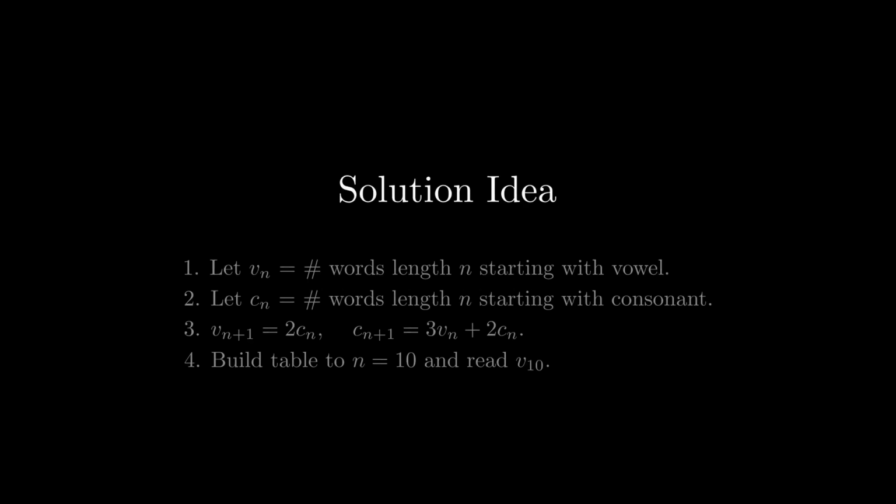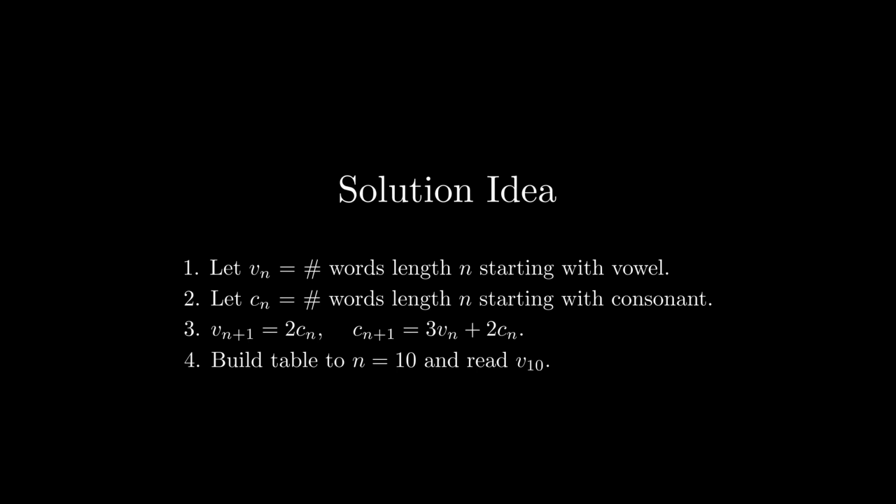So now let's go over the setup. The rules are no repeated letters in a row, no 2 vowels in a row. Vowels are A, E, consonants are B, C, D. So let V sub n be the number of n letter words starting with a vowel, and let C sub n be the number of n letter words starting with a consonant. We're going to try to build a relationship and a recursion with these terms.